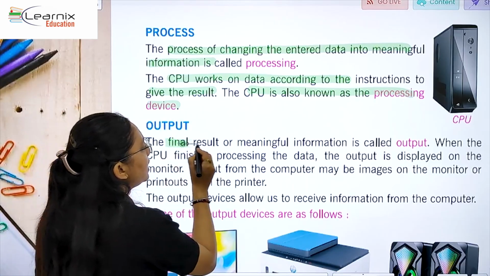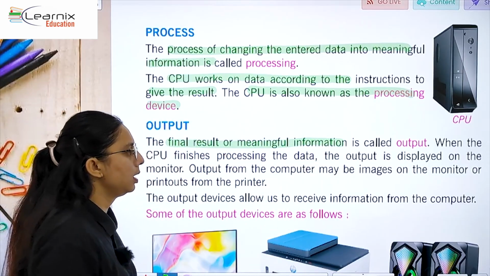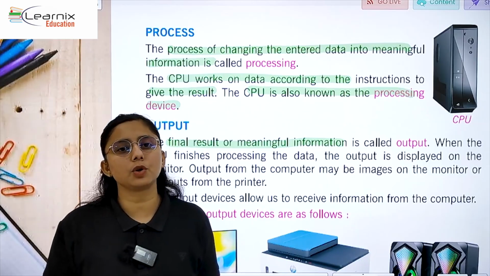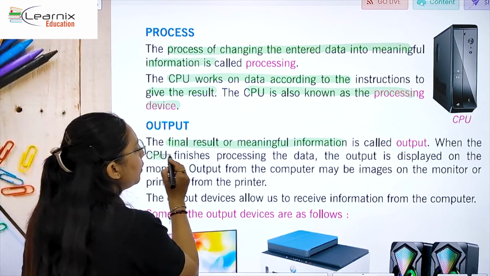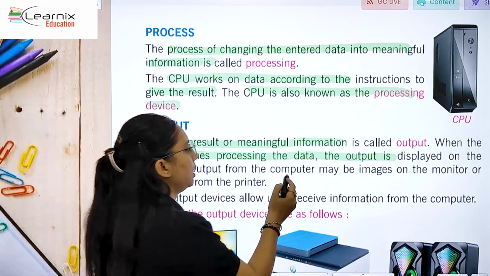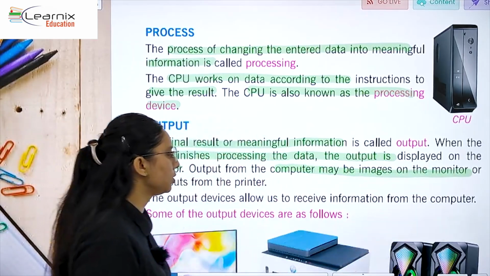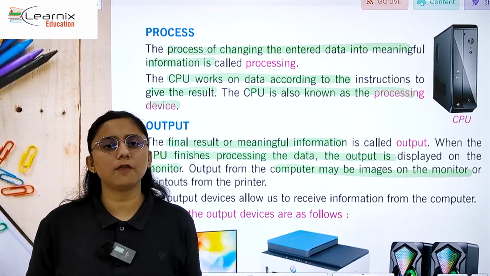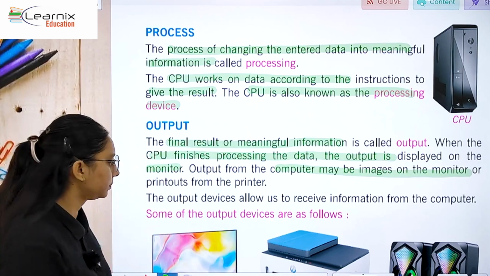Next is output, the final result or meaningful information given by the computer. That is your output. When the CPU finishes processing the data, the output is displayed on the monitor. It can also be in the form of images, or a printout in the form of a printer output.